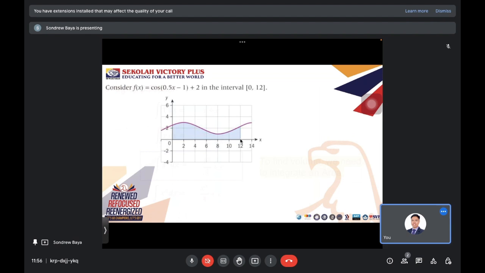Consider f of x equal to cosine of 0.5x minus 1, plus 2, in the interval 0 to 12. If you recall, in the previous week we focused more on finding the area under this particular curve. To find the area of the region under this curve, it will just be the integral of the function from 0 to 12.